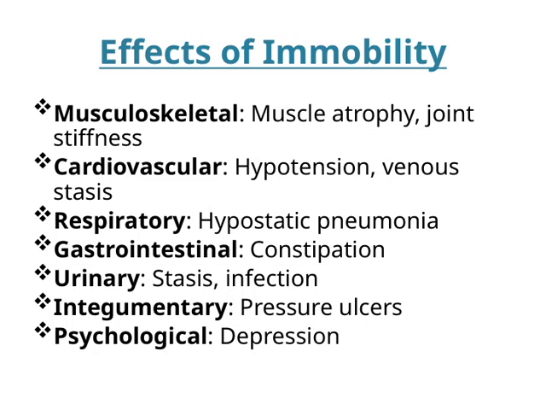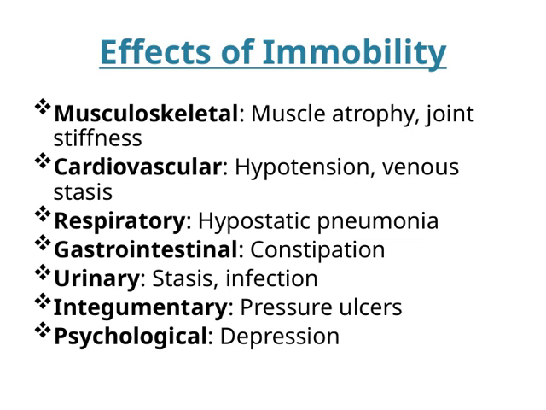Now, let's take a closer look at the effects of immobility on the body. When a person is immobile, one of the first systems affected is the musculoskeletal system. You might notice muscle atrophy, which means the muscles weaken and shrink because they're not being used, and joint stiffness, making movement more difficult over time. Moving on to the cardiovascular system, immobility can lead to hypotension or low blood pressure and venous stasis, where blood pools in the veins. This pooling increases the risk of blood clots and other complications.